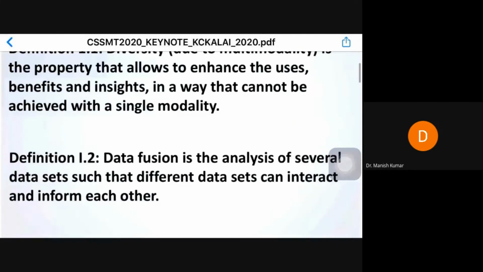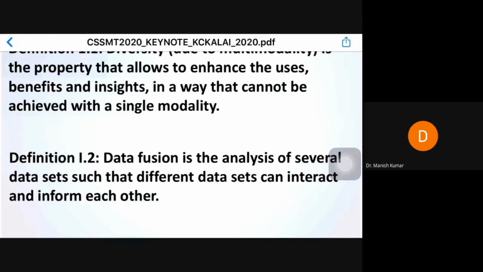So when we look at data fusion, it is the analysis of several data sets such that different data sets can interact and inform each other. This is one of the main important things in the hospital environment, in the clinical environment. There are different types of signals, images and data being collected for any kind of diagnosis today. So how can we make these different data speak to each other and make a good decision? That is our main challenge in this.